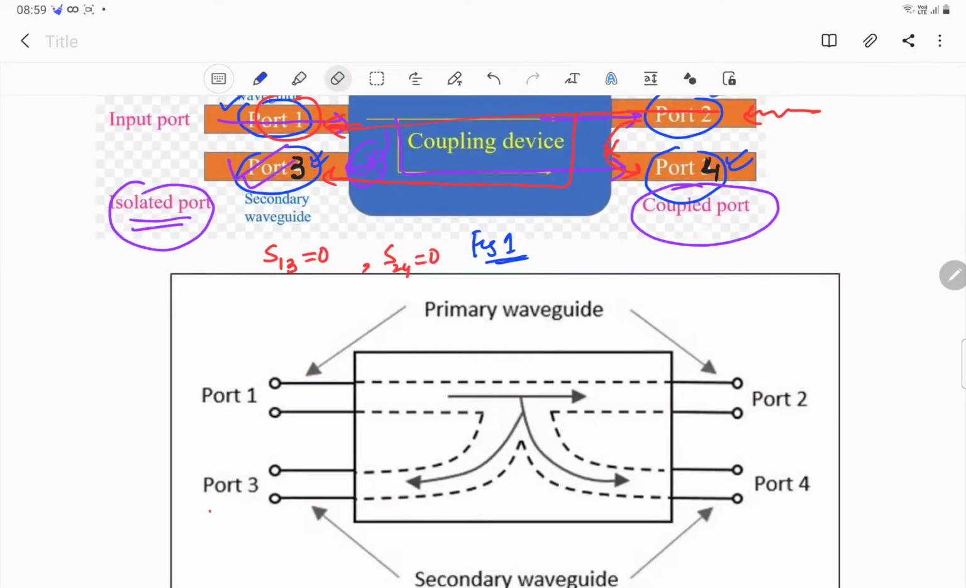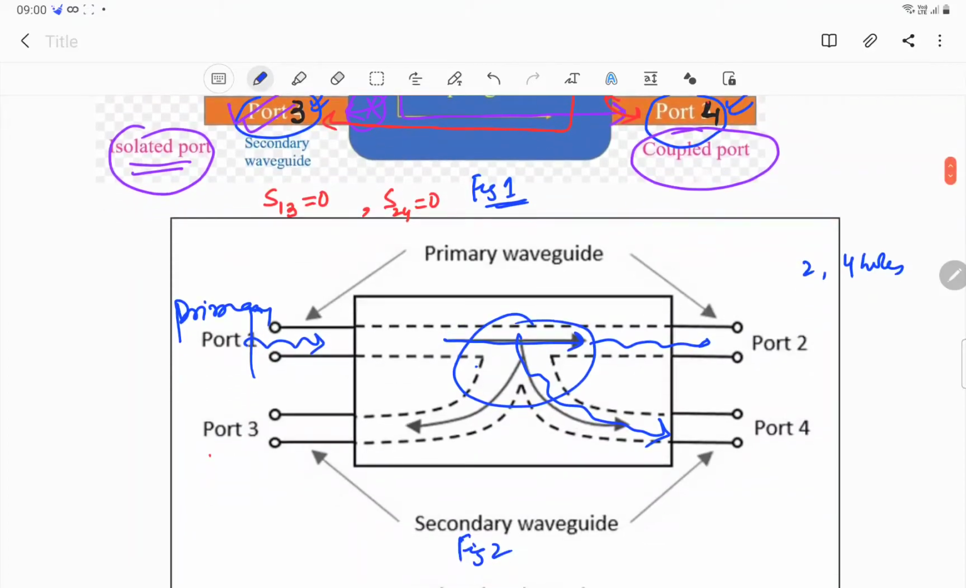So if I feed a signal at port 1, the power flows to port 2, and some part of this power gets coupled to port 4. This coupling is usually achieved by making holes in the primary waveguide. We can have two holes, for example, or four holes, in the primary waveguide.